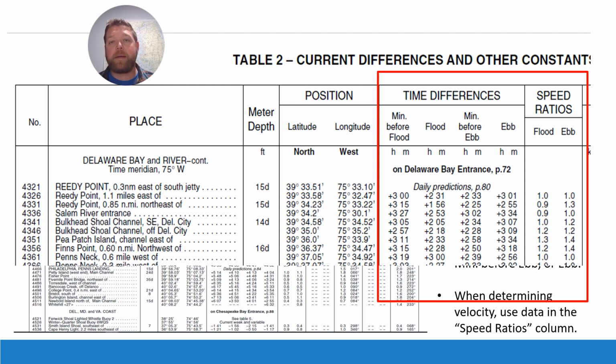And then if we were trying to calculate the velocity of a current, then we'll take the speed ratio for the flood or the ebb, and we will multiply it against the speed that we saw back in table 1. Okay, so if we're solving for velocity, then we go to the speed ratio, get the speed ratio for the flood or the ebb, and apply it to the speed back in table 1. And we can see here under that one spot, it says on Delaware Bay entrance, page 72. So that is telling us what primary station page we're going to go to for all of these different locations.